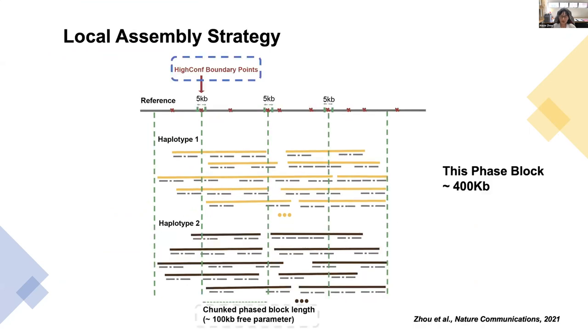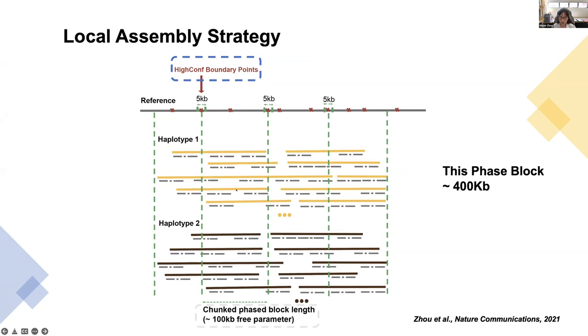The idea is, for each phase block, we can involve a high confidence boundary point. We can cut each phase block into small chunks. This is a user-free parameter. So for example, we can cut into 100 kilobase chunks. Now for this phase block of around 400 kilobases, we end up with 8 small chunks, 4 small chunks for each haplotype.